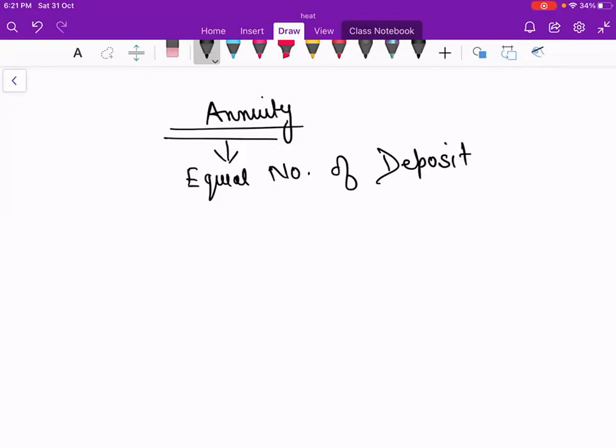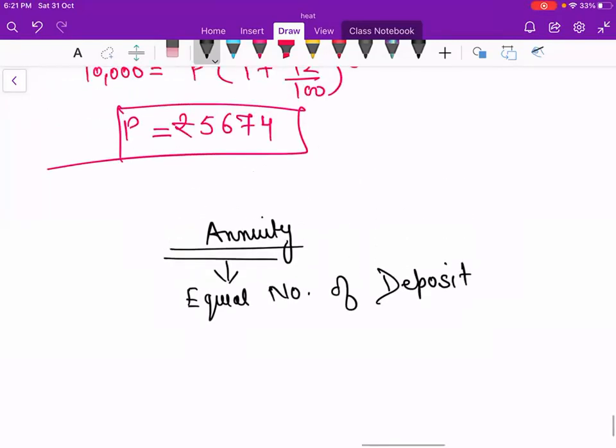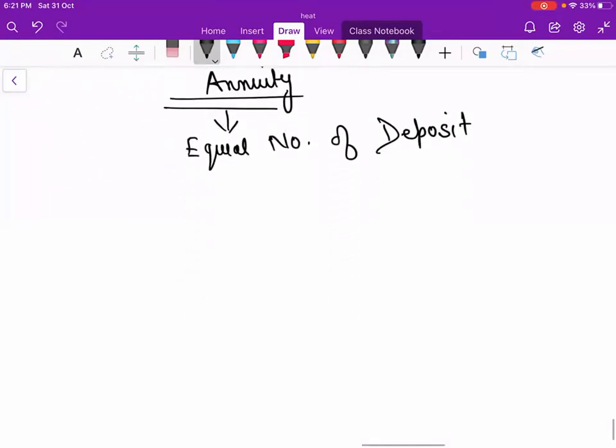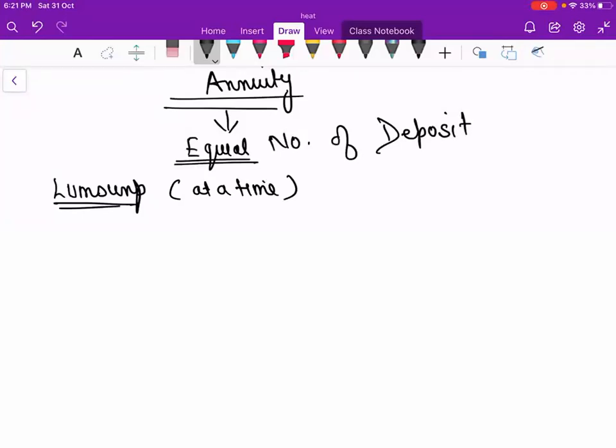So you have seen that in your home also. If you ask your father or mother, they will deposit a certain amount of money in the bank, and they will get some interest on that, and at the end of 1 year or 2 years they will give some lump sum money. Here there are two words I am using: lump sum. Lump sum means at a time, and equal number of deposits means small partitions.